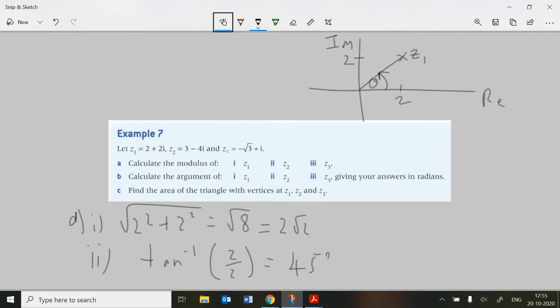But that's 45 degrees. It asks for our answers in radians. So, of course, in radians, pi is equal to 180. Pi over 2 is 90. Pi over 4 is 45 degrees. Now, you can do all of the other ones in similar ways, so I'm not going to spend my time doing these things here.